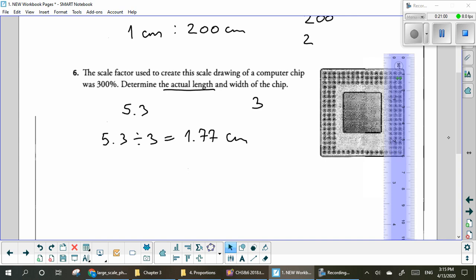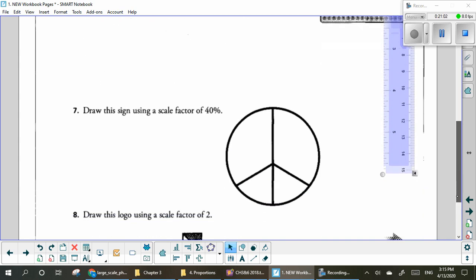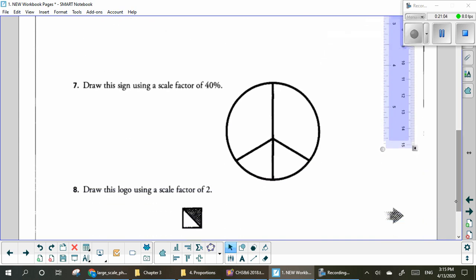And that's it. Moving on to number 7, it says draw this sign using a scale factor of 40%. So I know it's going to be smaller. I will have to measure this radius. Let's see.